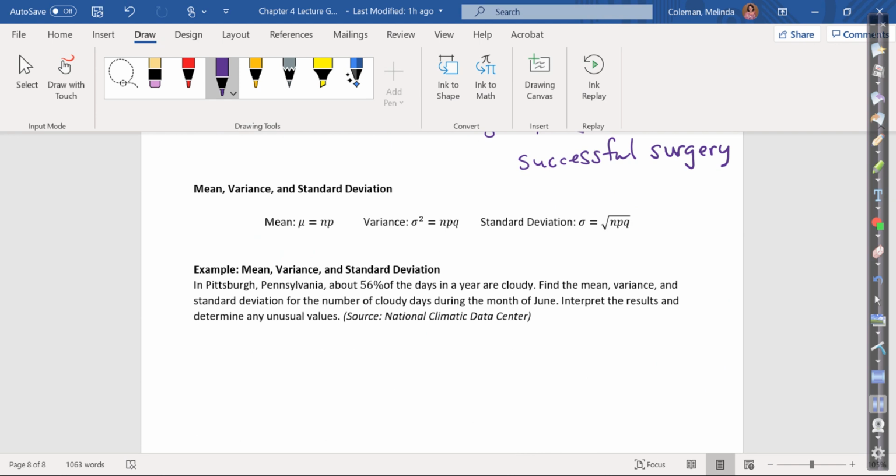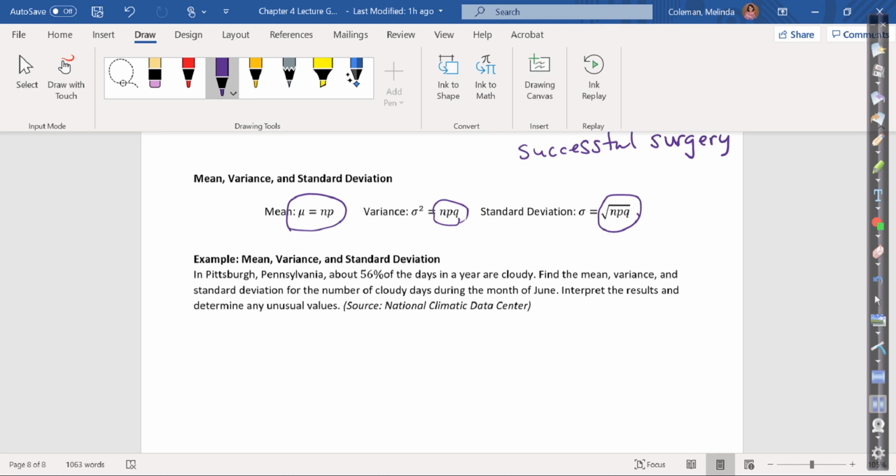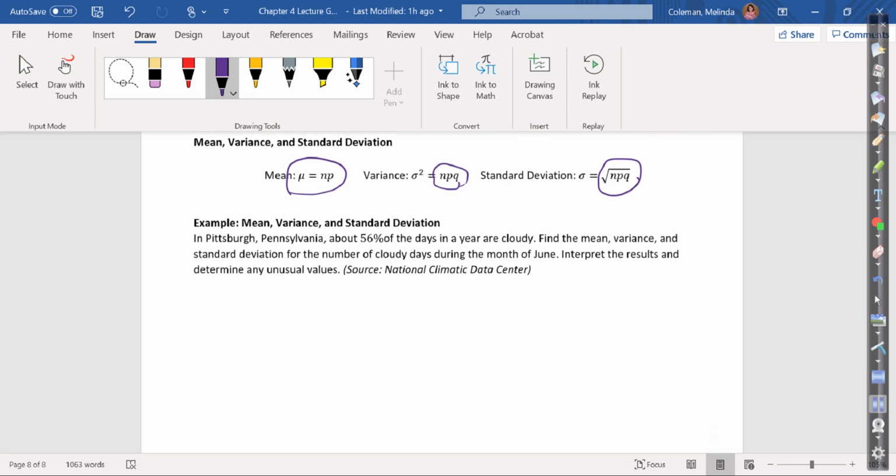So just like before, we can find the mean, the variance, and the standard deviation. This time the mean is very simple. It's just n times p, so the number of trials times your probability of success. Your variance is n times p times q. Standard deviation is always the square root of variance, so it's the square root of n times p times q. So very, very simple to find the mean, standard deviation, and variance, which is nice.